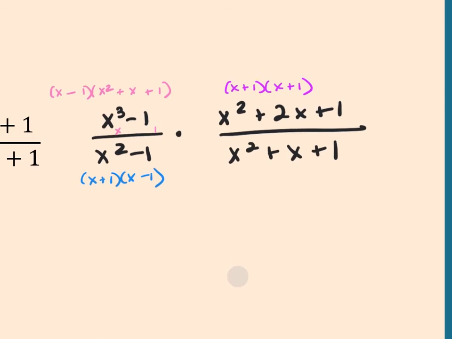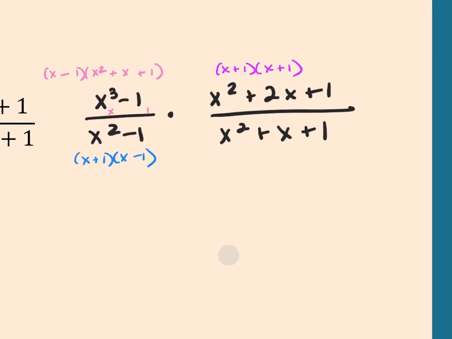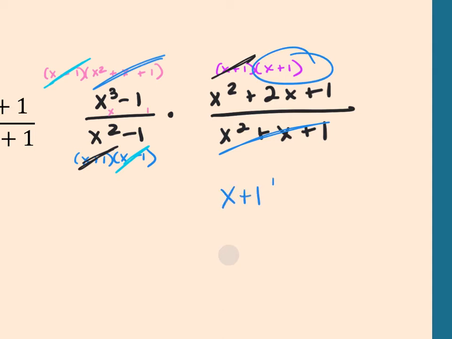So now we cross cancel, or top to bottom. X minus 1 cancels with the x minus 1 top to bottom there. X plus 1 cancels x plus 1 top right, bottom left. There's still another x plus 1 there, but there's nothing to cancel with. And then top left, bottom right cancels. And all that's left is my x plus 1 that's in my numerator.